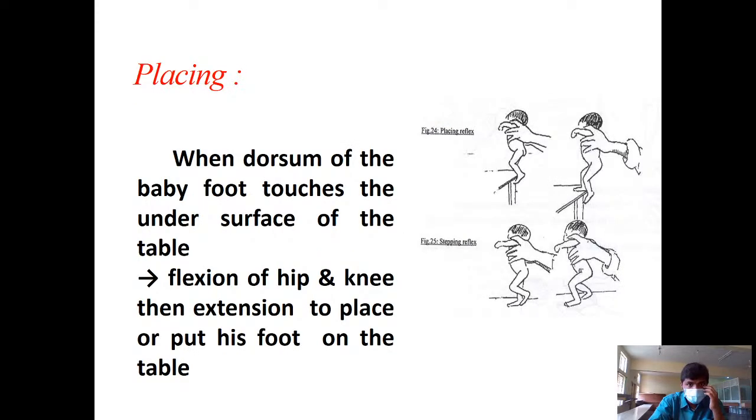Then placing. When the dorsum of the baby's foot touches the undersurface of the table, you see flexion of the hip, flexion of the knee, and then extension to place the foot on the table. So this is how the placing reflex is done. Basically in the stepping reflex, you make the baby touch the ground with his sole, and he makes steps. Whereas in the placing reflex, you bring the dorsum of the foot towards the edge of the table. The response is flexion of the hip, flexion of the knee, and then the baby tries to step over the table. That is the placing reflex.